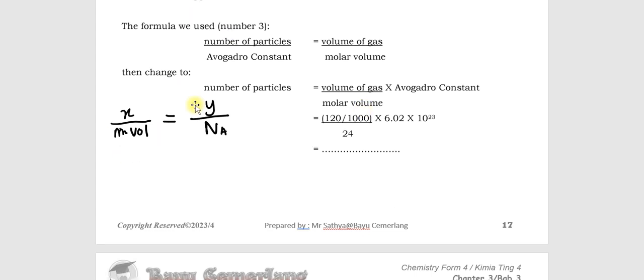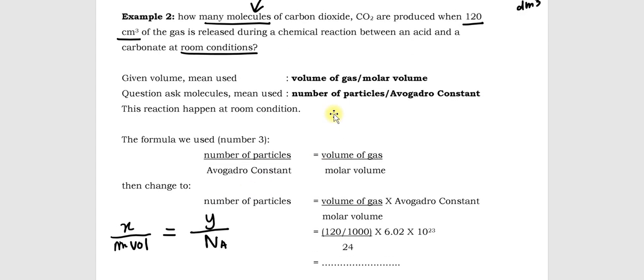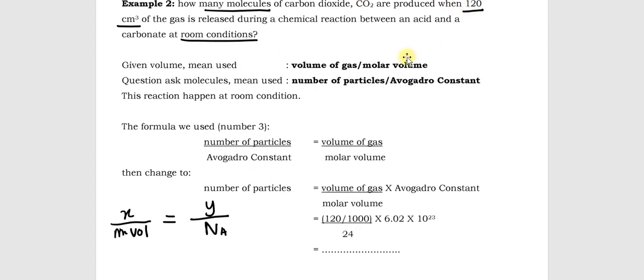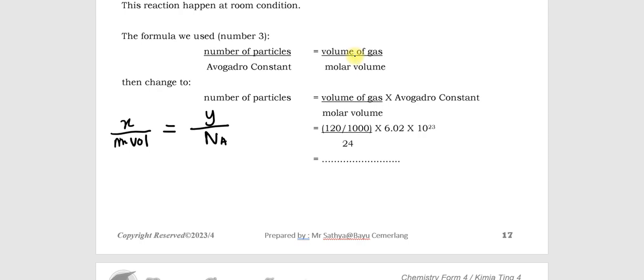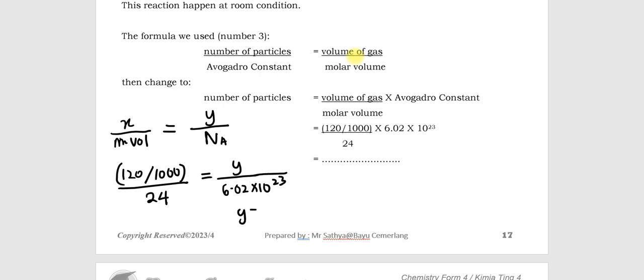Okay, sekarang just ganti sajalah apa yang ada. Okay, saya ada 120 centimeter cube of gas, right? So 120, but the one is centimeter cube, right? So you divide by 1000. Molar volume at the room temperature always 24. Y is what we are going to find, number of molecule. And Na is always 6.02 times 10 to the power of 23. Okay, sekarang cari Y itu sajalah. Y is equal to 120. Settle this one first.